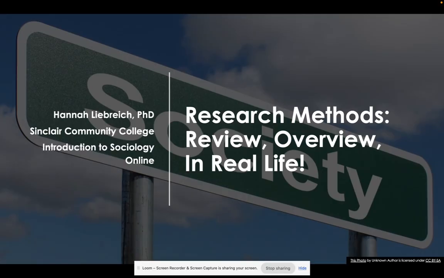I'll be doing a review from week 2. Then I'll provide an overview of some important key terms from the chapter from our textbook on research methods. And then I'll jump into real life research, so my own personal research that I've done in the past, so you can sort of see what a messy real life research project looks like.